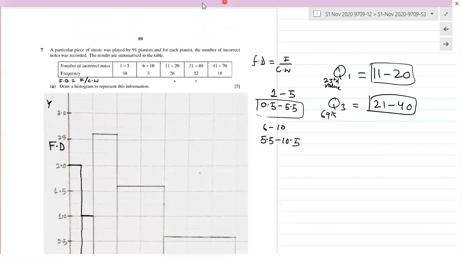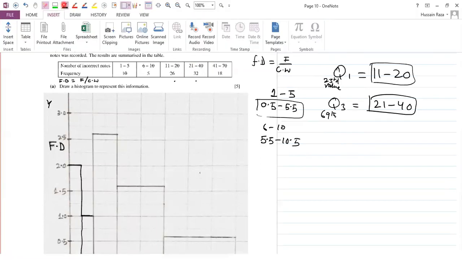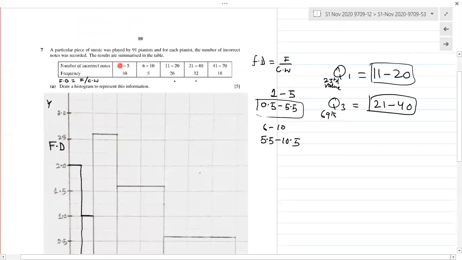So if we can quickly find the mid values of all the class intervals. So 1 to 5, we get the midpoint as 3. So the mid value over here is 3. From 6 to 10, the mid value will be 8, halfway between. So 1 plus 5 is 6, 6 divided by 2 is 3. 6 plus 10 is 16, 16 divided by 2 is 8.